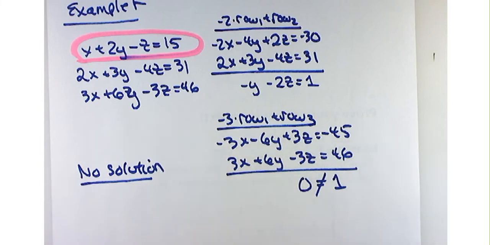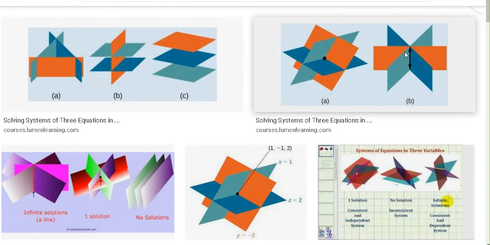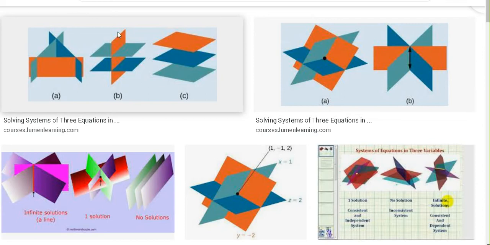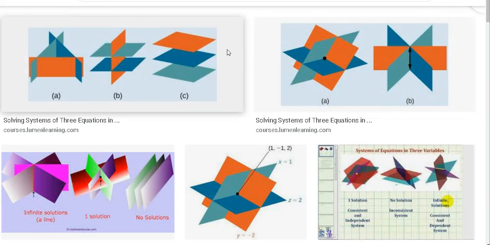Now, without a lot more work, it's kind of hard to tell exactly what's going on, usually. But it's one of these situations here, that there's no point in common to all three planes. That's it. Now, if things had turned out different, we could get this kind of thing, but that's not what happened here. It's one of these. There's just no solution. Here, there's an infinite number of solutions, so look out for something different.